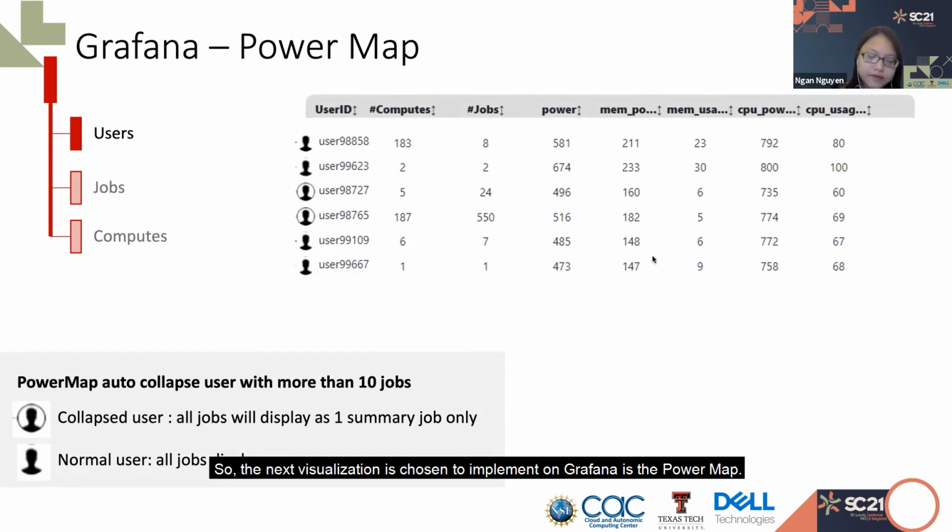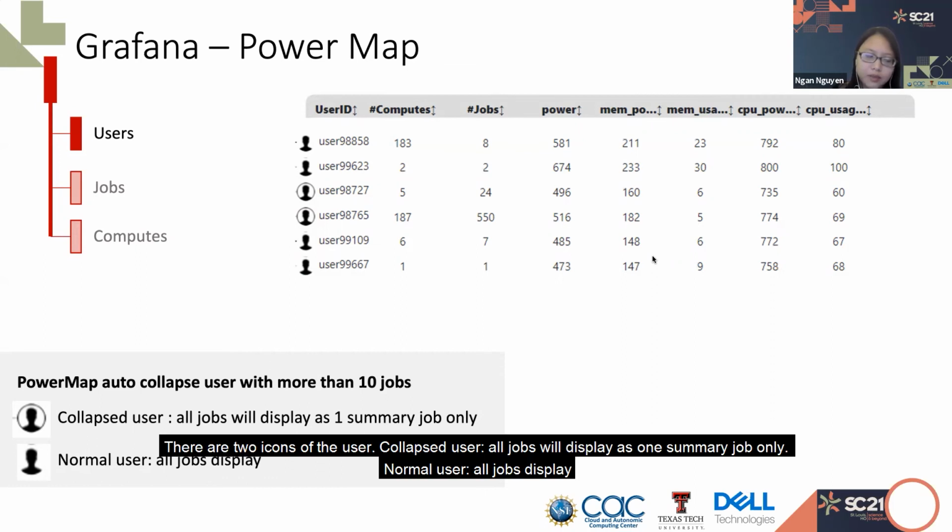The next visualization we chose to implement on Grafana is the power map. The power map is similar to the job viewer, but has the ability to show time steps rather than a snapshot. The users are listed in table form. There are two icons for users, the collapsed user and the normal user. For the collapsed user, the jobs are displayed as one summary job, and for the normal user, all the jobs are displayed.